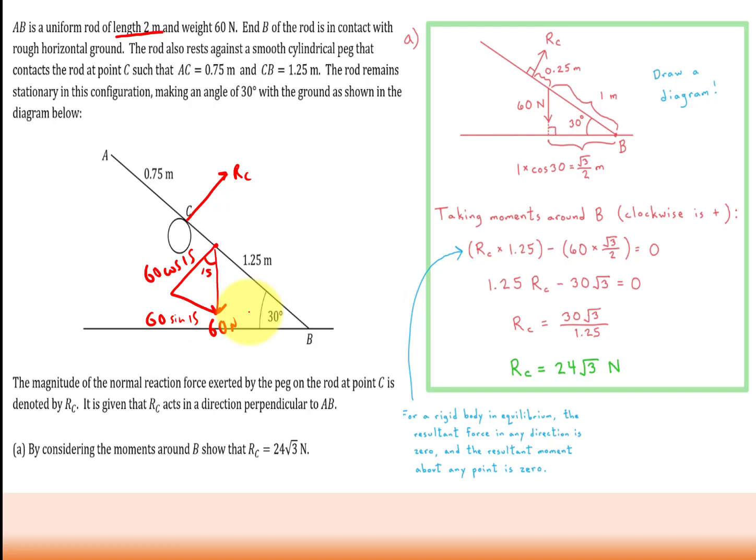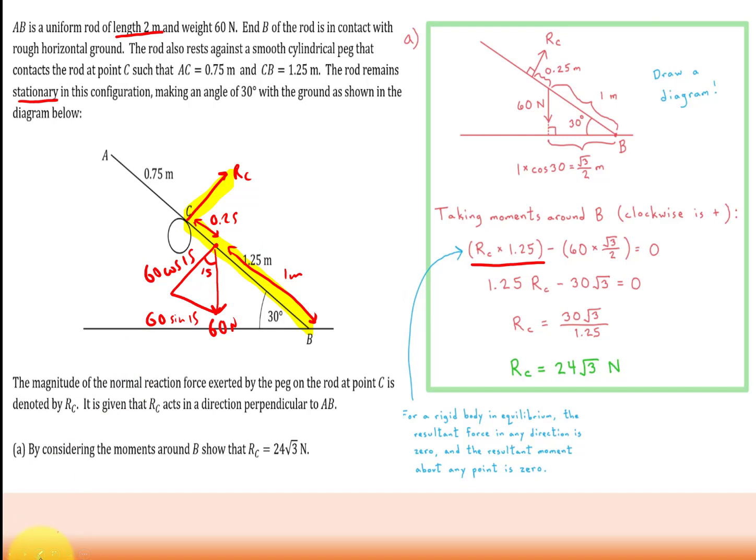Right, so that distance must be 0.25, and here to here is 1 meter. So they've taken a shortcut because the rod remains stationary. Then we know the clockwise moment is going to be this 1.25 times RC. So I'm going to highlight that. Okay, that's our 1.25 times RC.